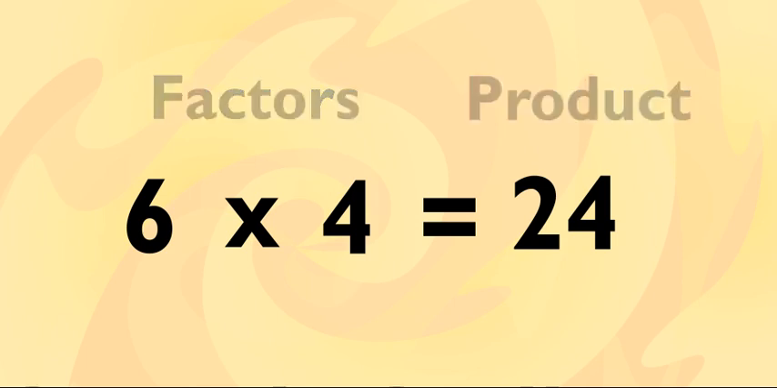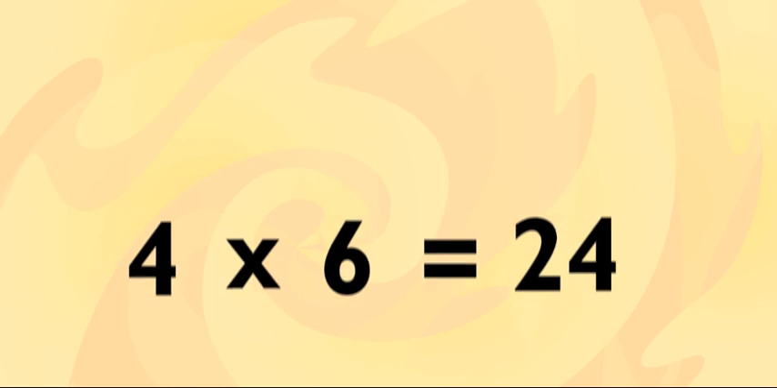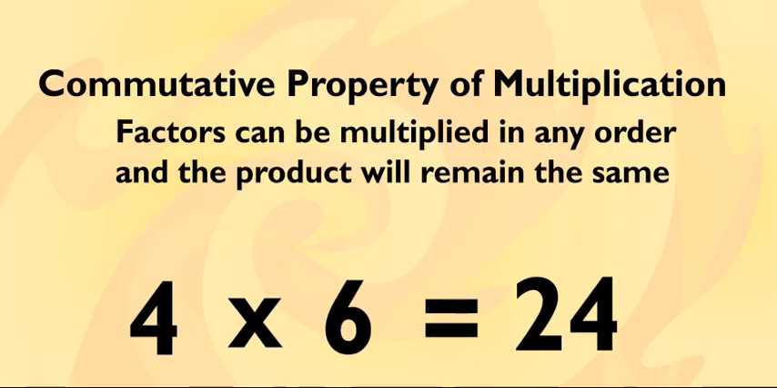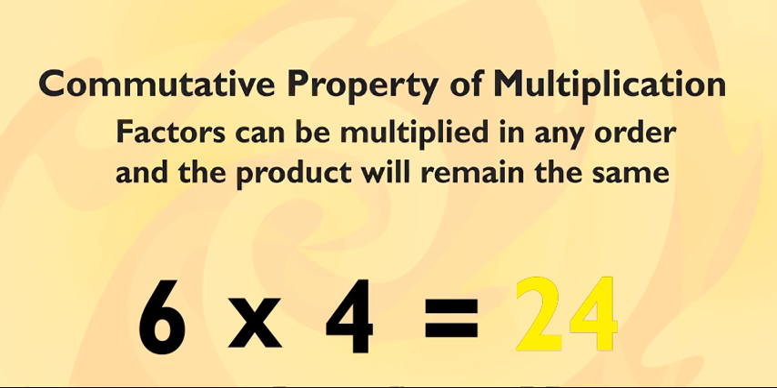Hey, is it the same if I switch the factors and do 4 times 6? Yep. Actually, that's the commutative property of multiplication. You can switch your factors around in any order, and the product will still be the same. 4 times 6, 6 times 4, they equal 24 either way.